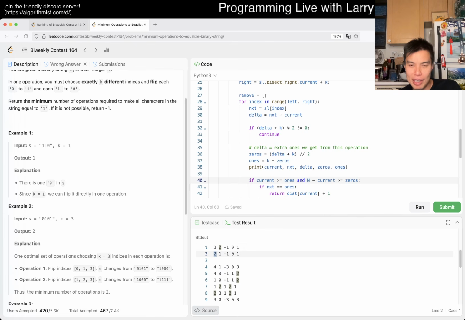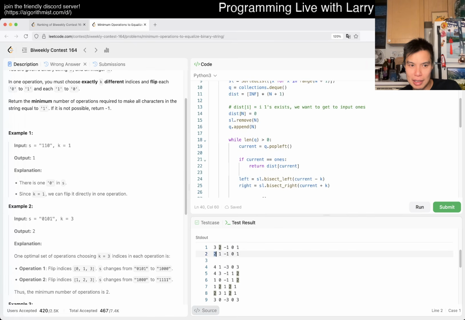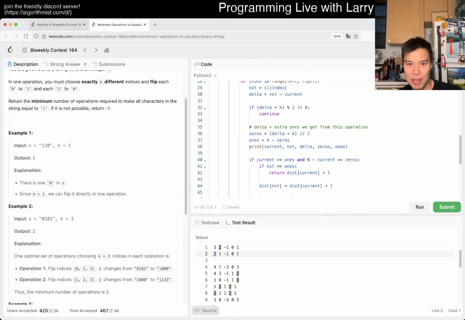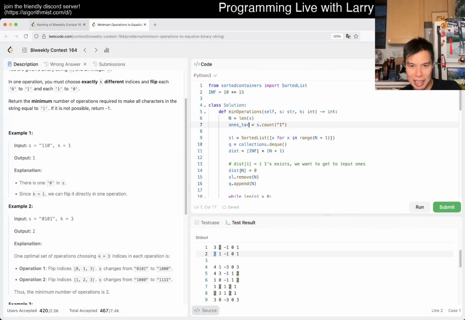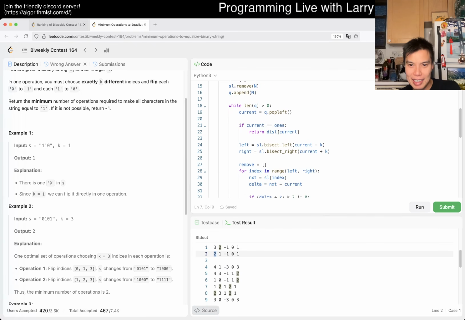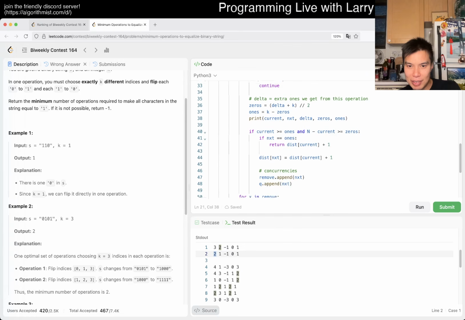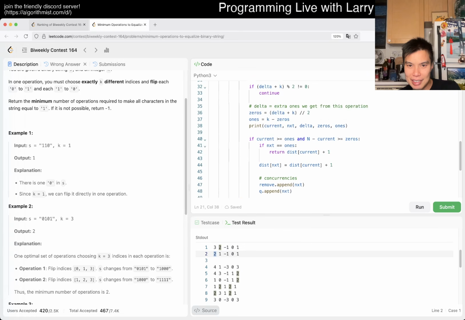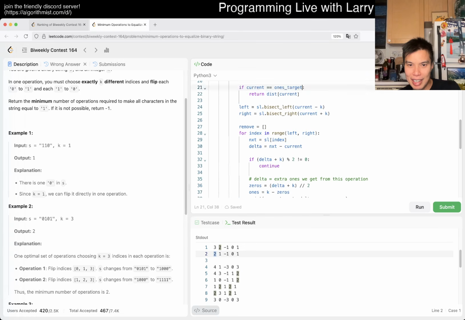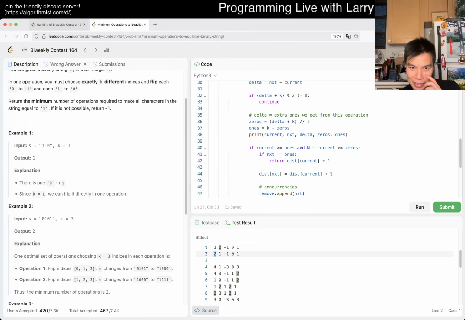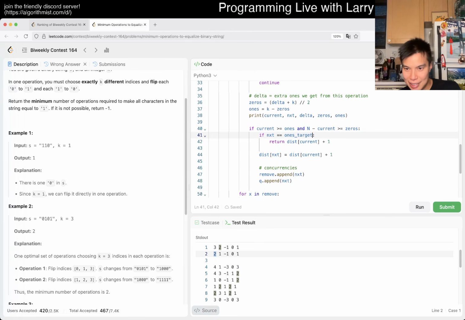Well, current is already 2, so why would it not return? Oh, because I reused the variable ones. Where's my if returns early statement? There's another one here somewhere. Is that it? No. This one. Silly boy.